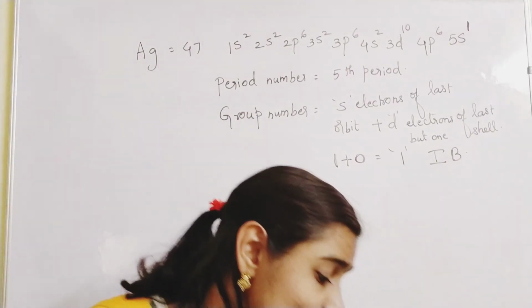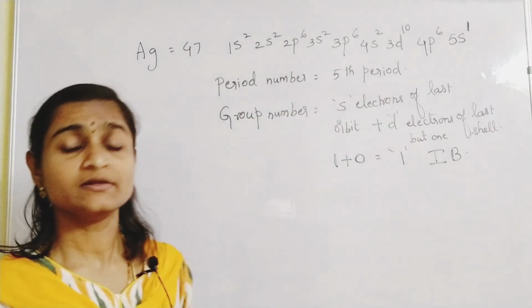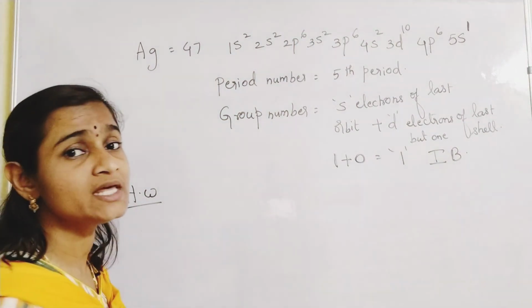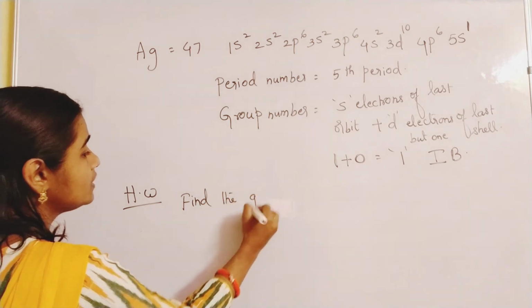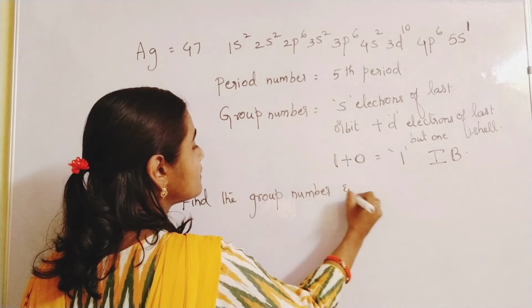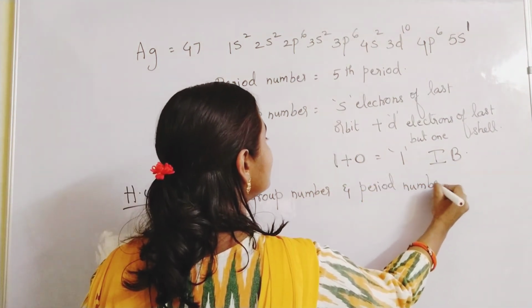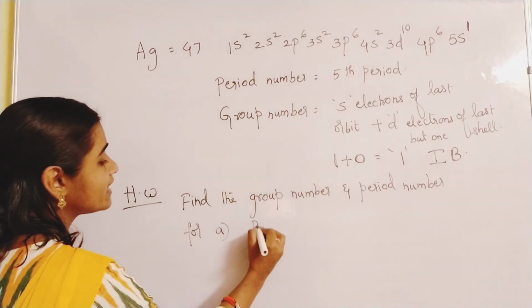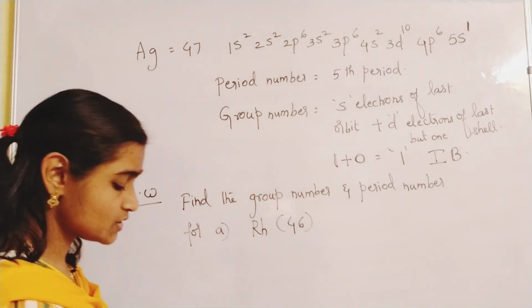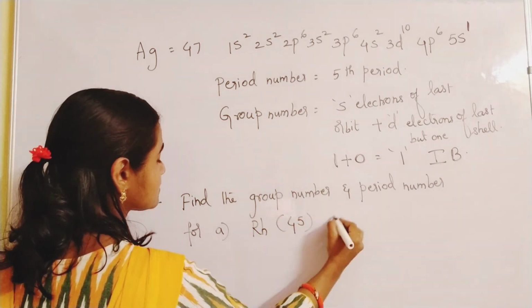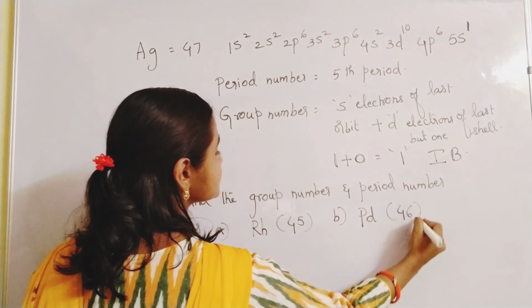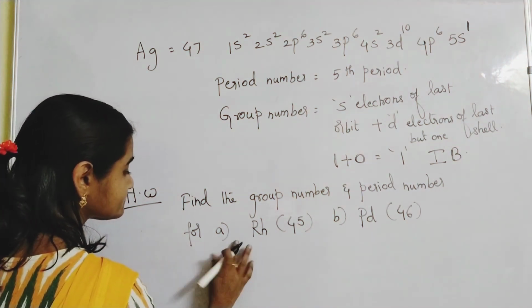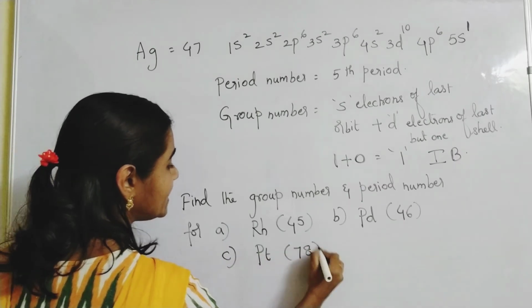Now, your homework is to find the group number and period number for the following elements: rhodium, Rh, atomic number 45; palladium, 46; platinum, 78; and gold, 79.